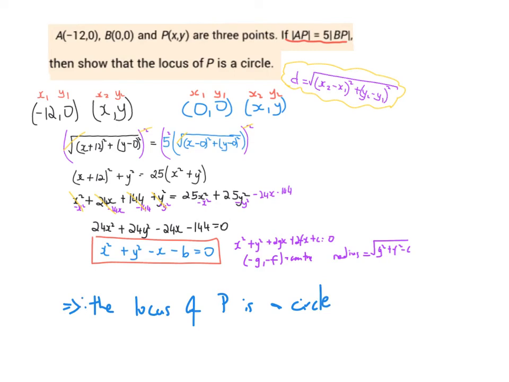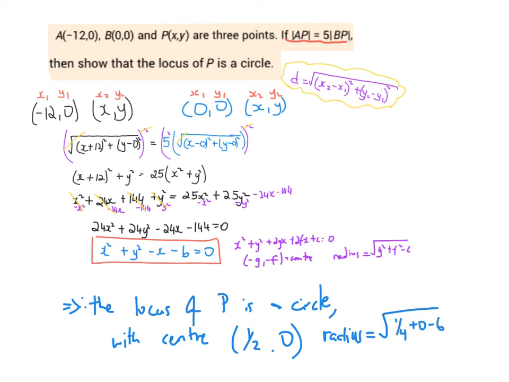Just my 3 dots for therefore, with a centre, well, minus 1 divided by 2, well, 1 divided by 2 is a half, and minus by minus is a plus. No coefficient of y, so 0, and then c, so that's the centre, and the radius is equal to the square root of a half squared, which is a quarter, plus 0, minus minus 6, which is plus 6. So the radius is equal to the square root of 6 and a quarter, which is 2.5.